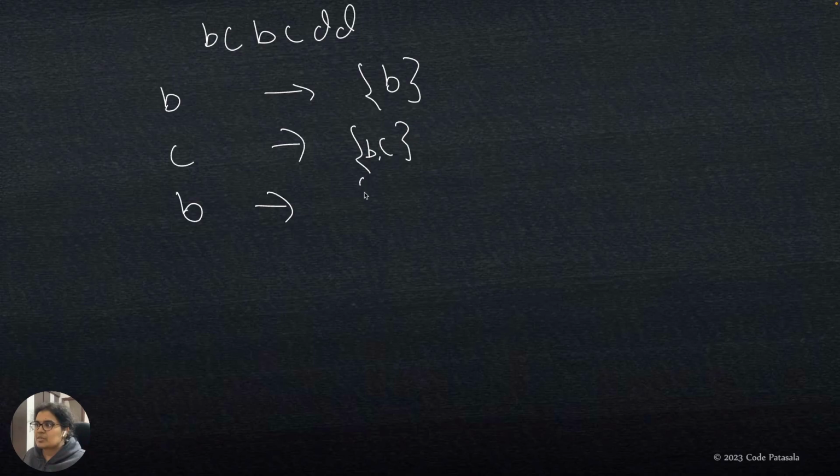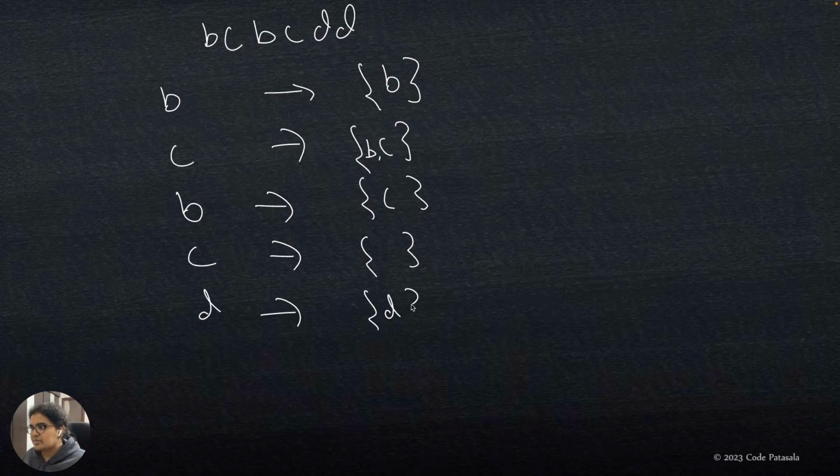Since b is available in the set, we will remove it. Then we will see c, c is available in the set, so we will remove it. When we see d, d is not available in the set, so we will add it. Then there is another d, d is available in the set, so we will remove it. So if there are an even number of characters, the final set would be empty.